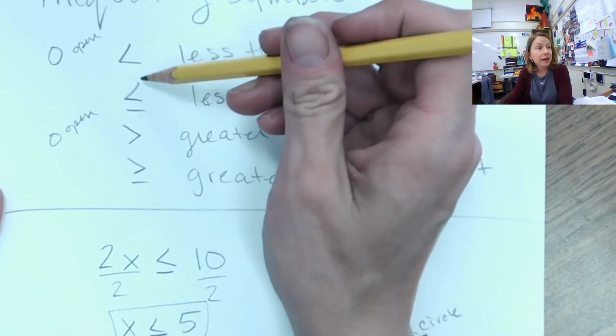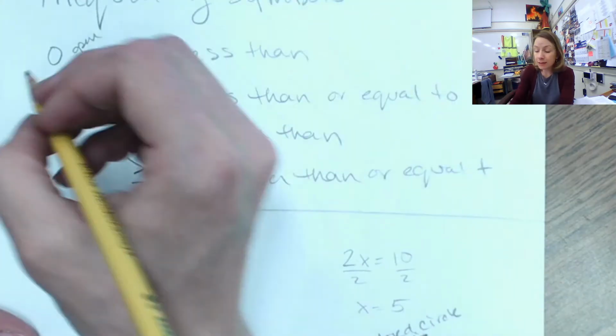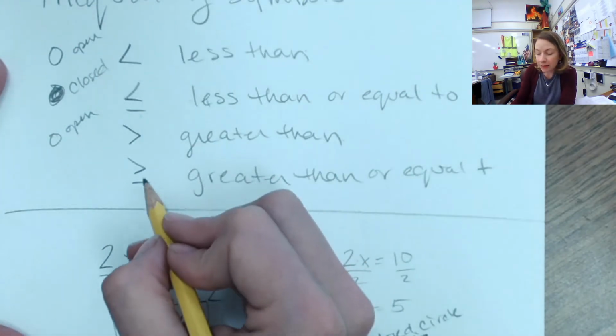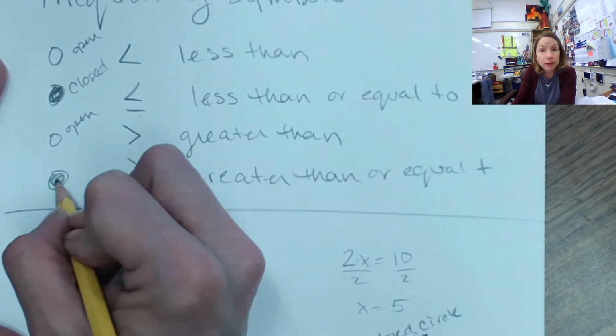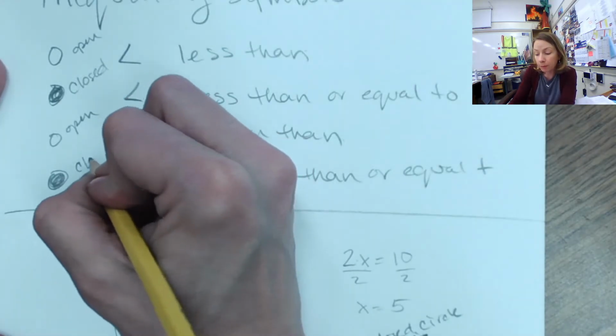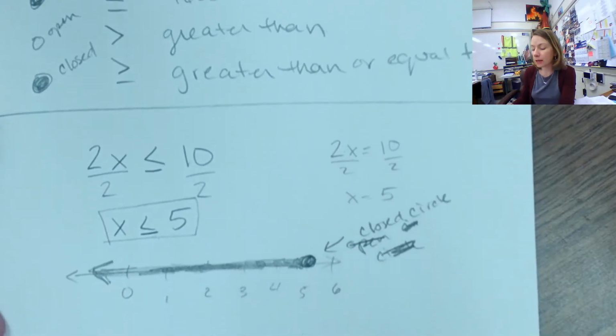The way I like to think about it is it's got that extra piece at the end, so that means I fill it in. It's got that extra piece underneath. That means I do a little bit extra and I fill in my bubble. Okay, let's look at another one.